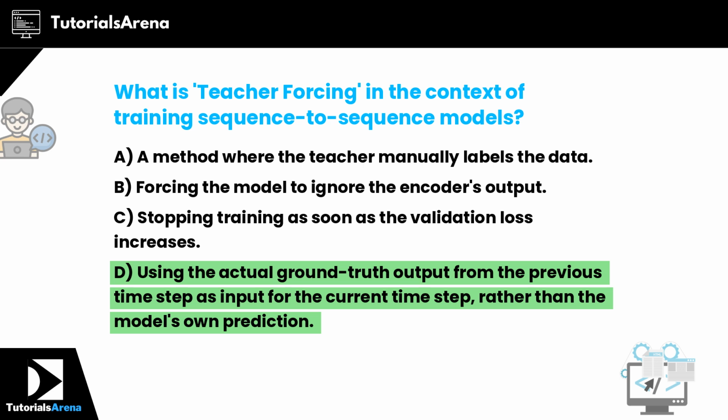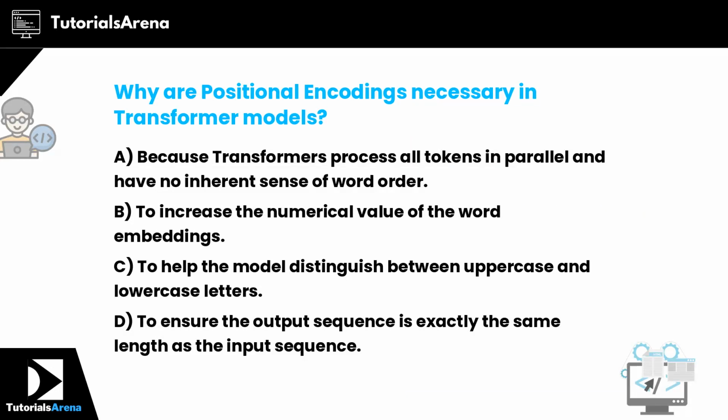the model's own prediction. Why are positional encodings necessary in transformer models? The correct answer is option A. Because transformers process all tokens in parallel and have no inherent sense of word order.